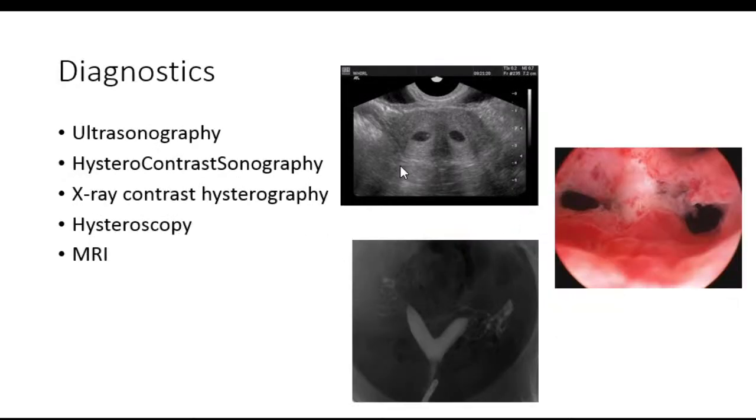Usually we'll speak about the diagnostics for uterine anomalies, but here I showed you some photographs with ultrasound, hysterocontrast sonography, and this is a hysteroscopic view of the two parts of the uterine cavity, and the septum is in the middle. And this is radiographic or X-ray examination. You can see also two parts of the uterine cavity, which is divided by a triangular-shaped septum.